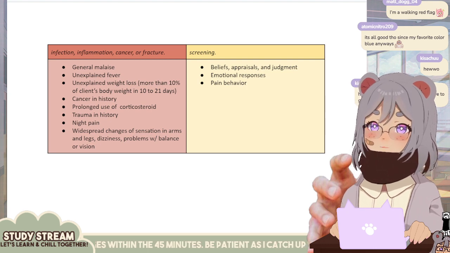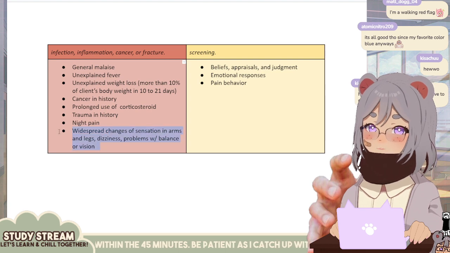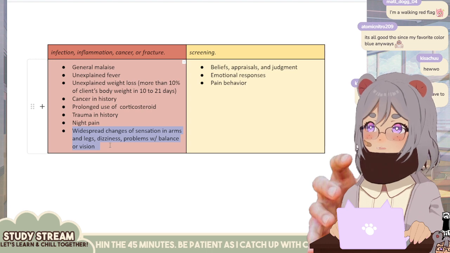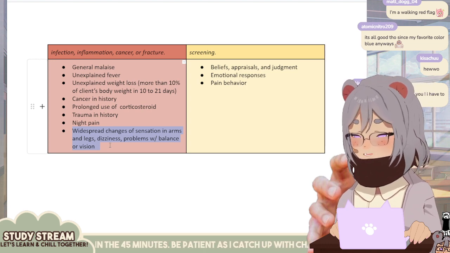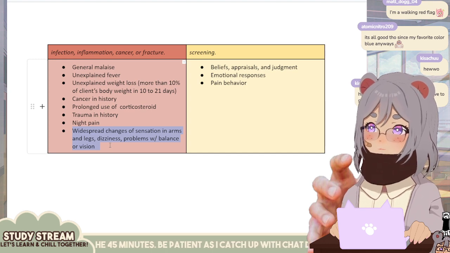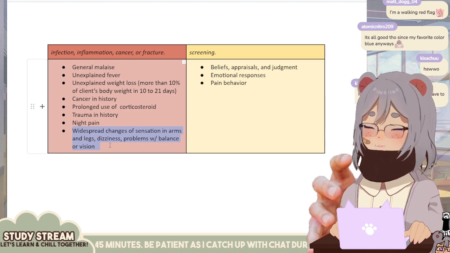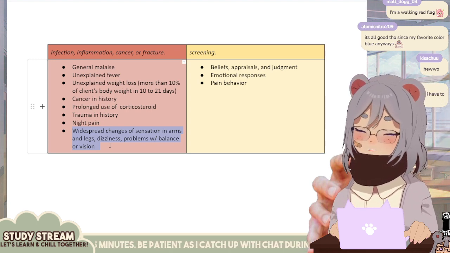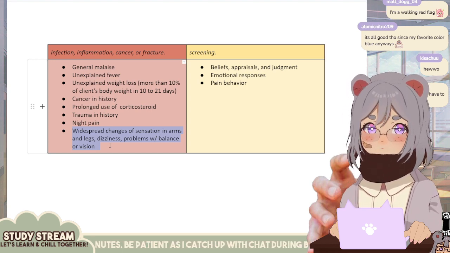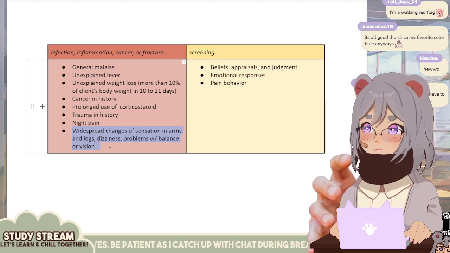Other red flags are also going to be widespread change of sensation in arms, legs, dizziness, problems with balance or vision, because that's definitely something we can't really treat. If you have a different sensation in your arms and legs, that might be more neuro related, and again, just a red flag. That means if you lose sensation in your feet, maybe you're going to have difficulties with walking. Maybe you're not going to be able to drive because you can't feel how much pressure you're putting on that gas pedal. There's a lot of things you have to be cautious about when you change sensation. I think the rest are pretty self-explanatory.